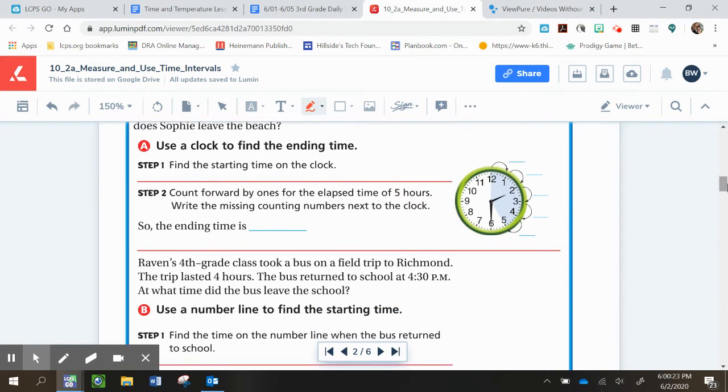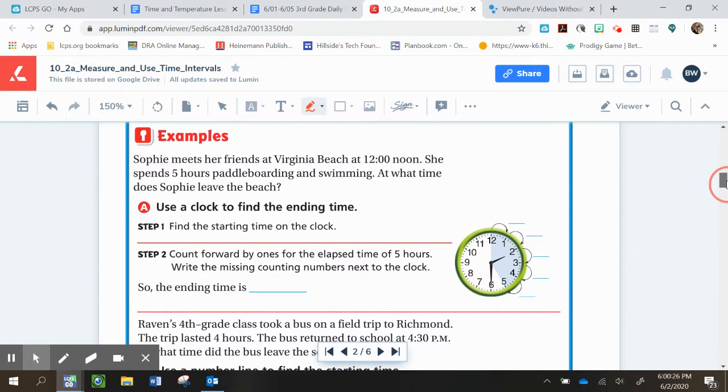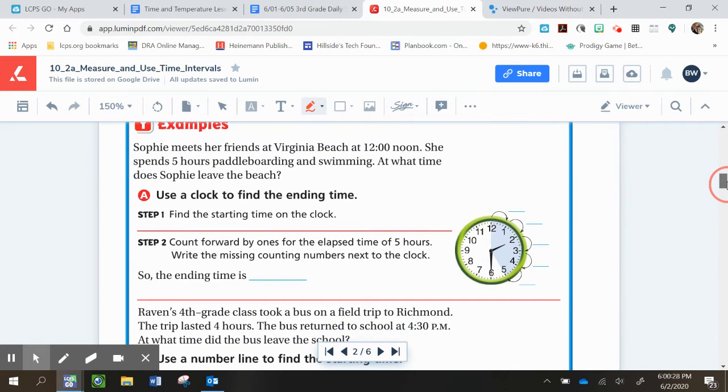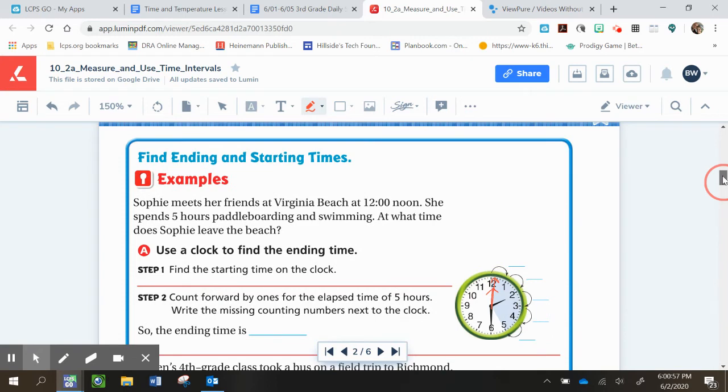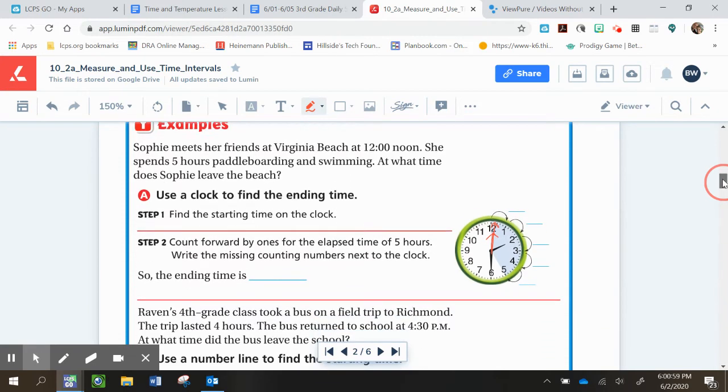So we're going to use the clock again to find the ending time. So the starting time on the clock would be 12 noon. This clock does not necessarily show 12 noon, but if we find a starting time on the clock, we can see both of our hands would go straight to 12. It's a little off, but that's okay. And then we would count forward by ones for the elapsed time of 5 hours. I'm not sure why this clock is showing 2:30 when it says 12 noon.